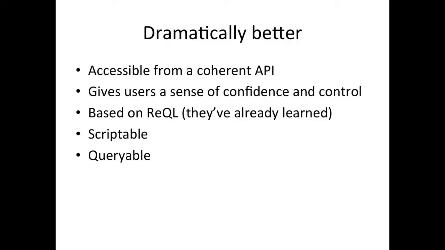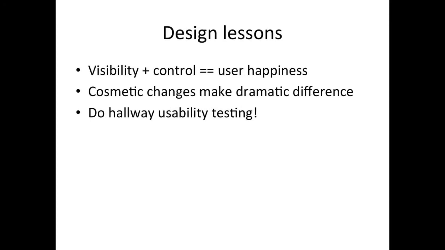OK, so this is better in a lot of obvious ways. It's accessible. It's coherent. It gives people a sense of confidence and control. Even if they never use this functionality, they know it's there if they need it, and it makes people just feel more comfortable with the system. It's scriptable. You can access it programmatically. You can write queries. Life's good. So what are the lessons here that we learned?